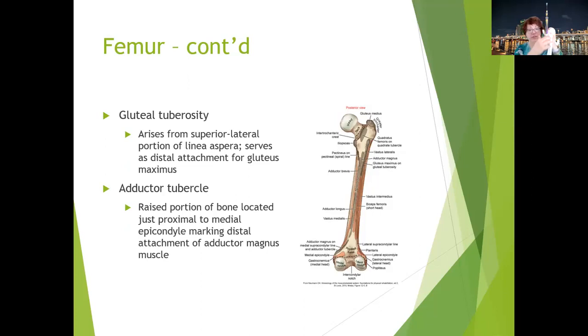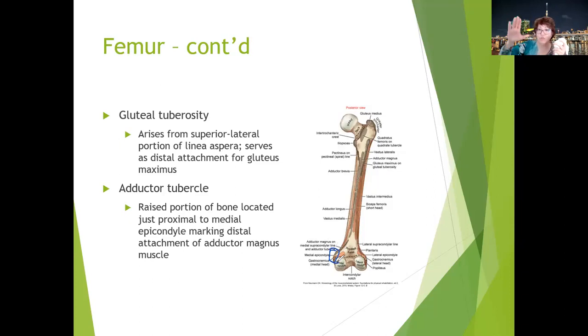Once we start attaching muscles, we're going to head down to the distal portion of the femur, and we are going to end up on the adductor tubercle. So the adductor tubercle is a raised portion of bone located just proximal to the medial epicondyle. It's right there, very palpable. It marks the distal attachment of the adductor magnus muscle.